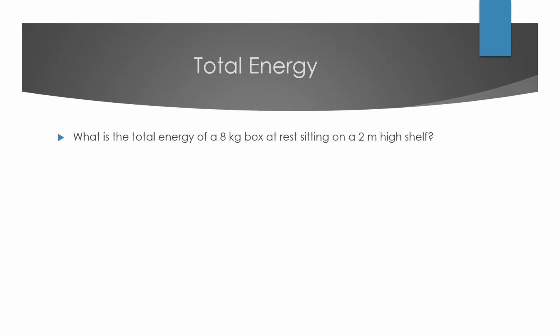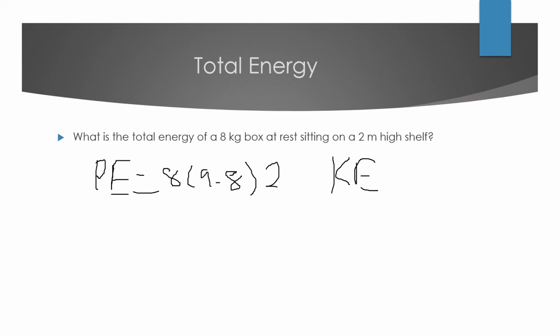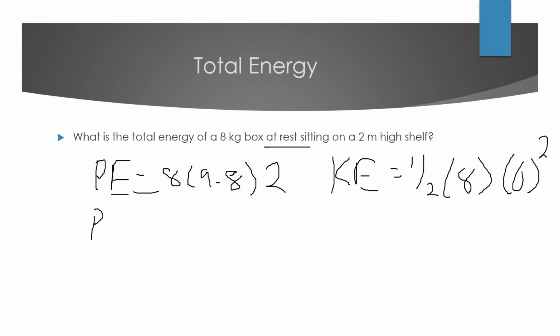What is the total energy of an 8 kilogram box at rest sitting on a 2 meter high shelf? All right, again, calculate the PE, calculate the KE. So the PE is mass, gravity, height. The KE is 1/2 the mass. Oh, boom, at rest. So in this case, the total energy is just going to be equal to the potential energy because there is no kinetic energy. So the potential energy here is 156.8. Simple.